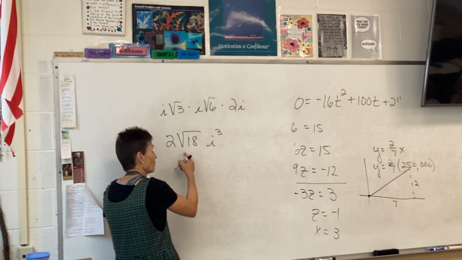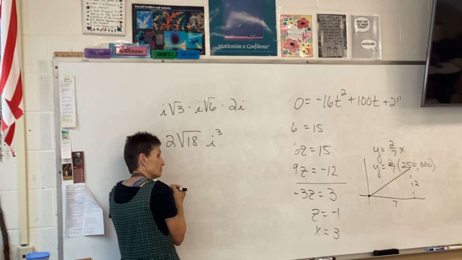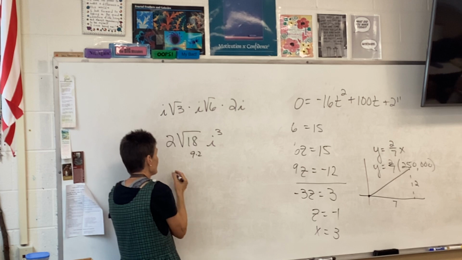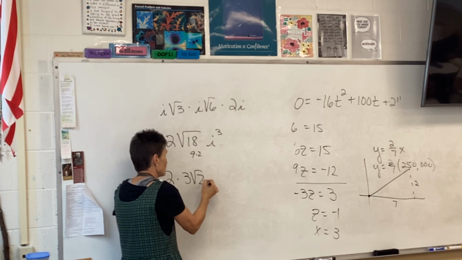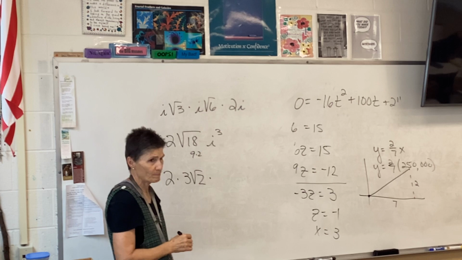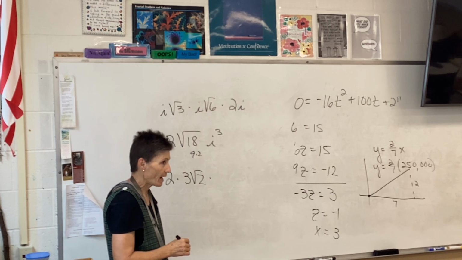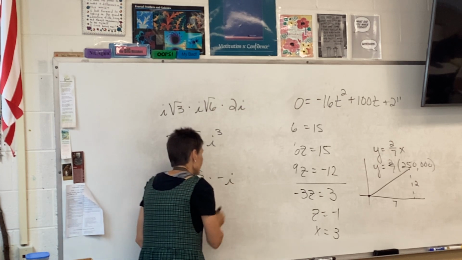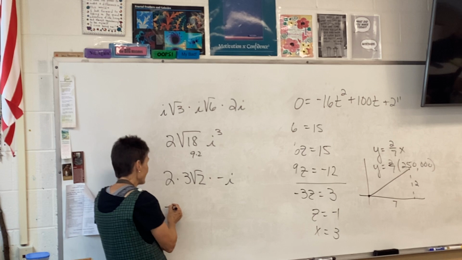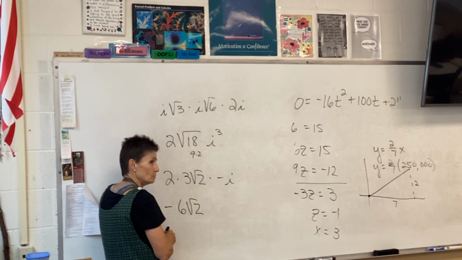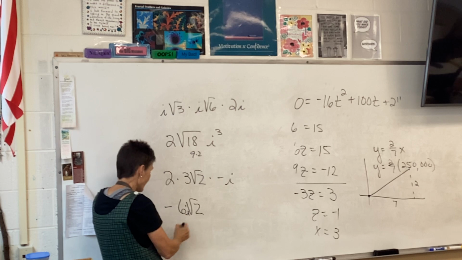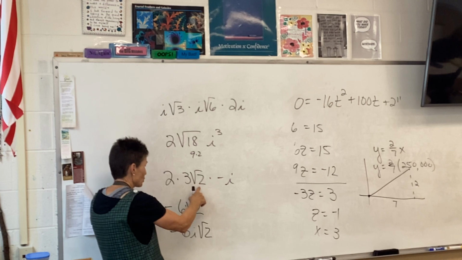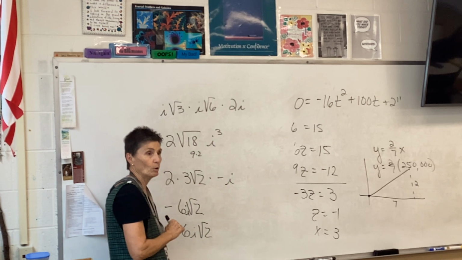Now what about the square root of 18? 2 root 2. It's 9 times 2. So it's 3 root 2. So 2 times 3 root 2. What about i cubed? Negative i, because it's i squared times i. So it's negative i. So now I've got negative 6 root 2 i. So I usually put my i in between so there's no confusion. But I have a negative 6, a square root of 2, and an i, all multiplied together.